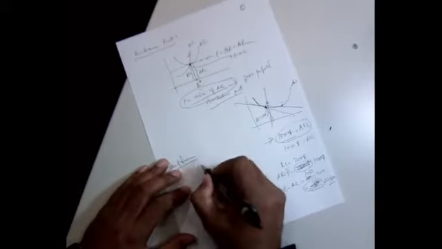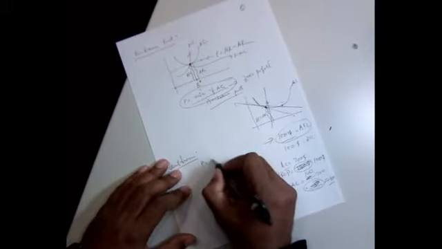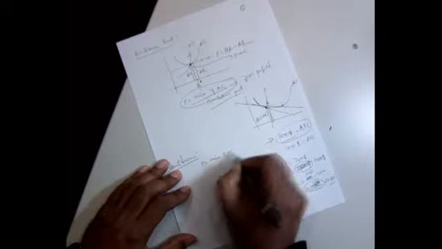Clear? So this is why whenever someone says fixed cost, always remember it comes from the fact that your price is equal to the minimum of the average variable cost.